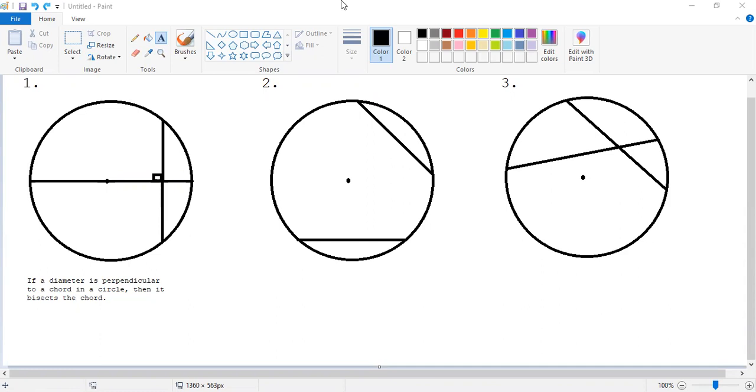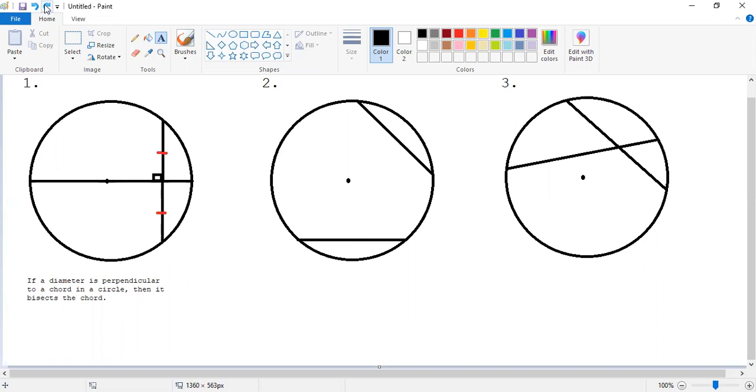So the first one says if a diameter is perpendicular to a chord in a circle, then it bisects the chord. So we have a diameter and it's perpendicular to this chord, right? Because it's perpendicular and we can see here that it slices it perpendicularly, creating that perfect T, then these two segments are going to be congruent.